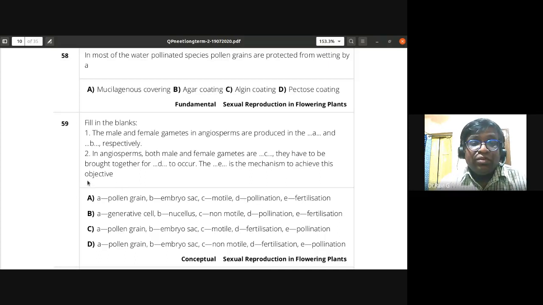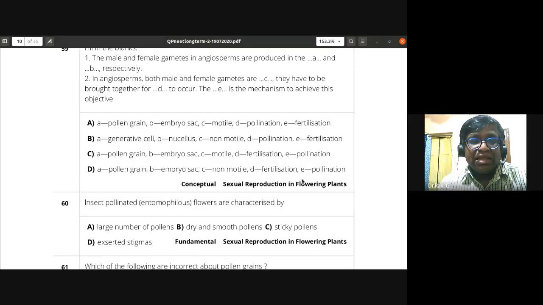They have to be brought together for fertilization. D is fertilization to occur. The dash is the mechanism to achieve this objective. Pollination is the mechanism to achieve this objective. So for 59, D is the answer. A pollen grain, B embryo sac, C non-motile, D fertilization, and E pollination. So 59th, D is the answer.